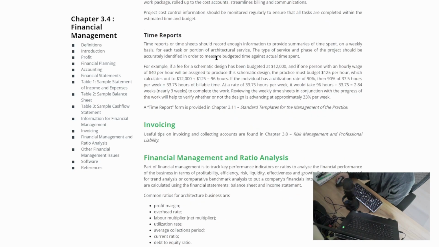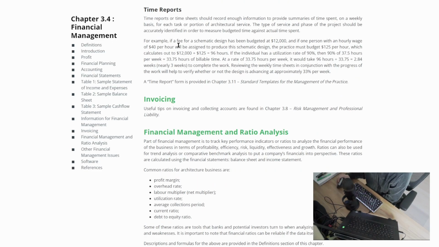Time reports. Time reports or timesheets should record enough information to provide summaries of time spent on a weekly basis for each task or portion of architectural service. The types of service and phase of the project should be accurately identified in order to measure budgeted time against actual time spent.